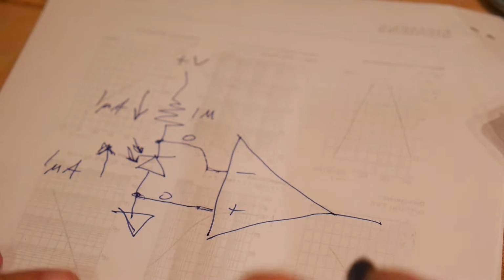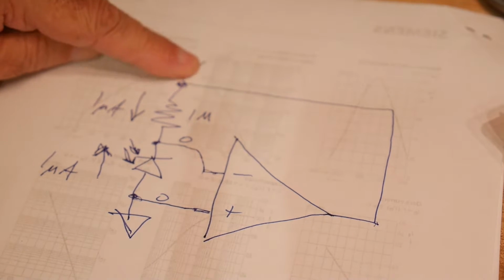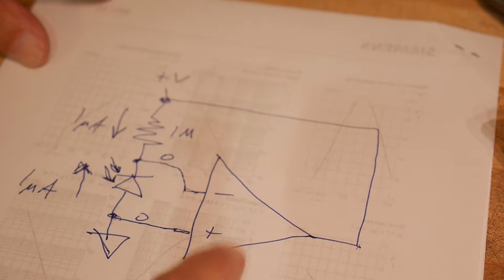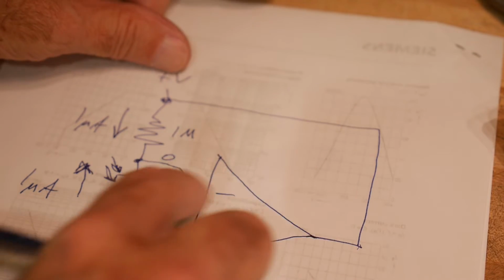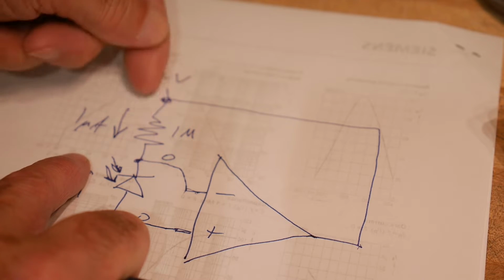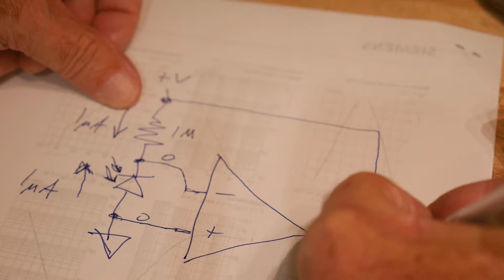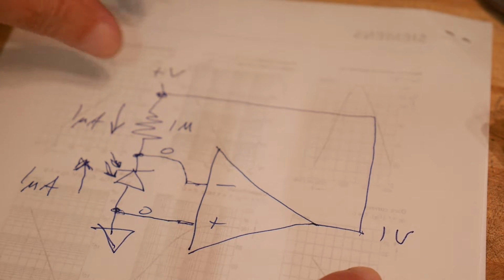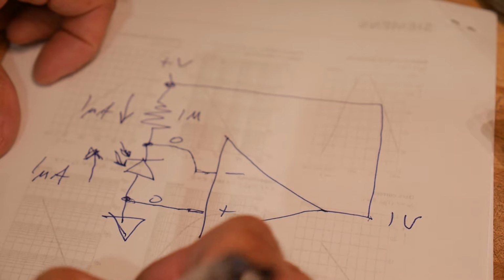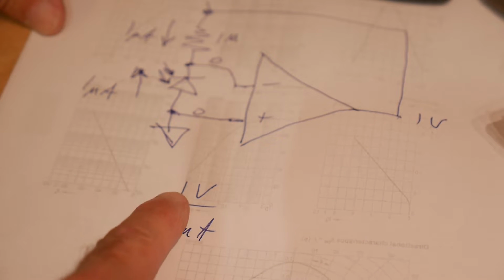Well, if we take the output of the op amp and we tie it here, then this voltage is going to come from the op amp. So the op amp will see this current, and it'll say, I need to make a current in this direction so that this ends up being 0, and it'll do that by outputting 1 volt. So this circuit will give us 1 volt per microamp. That's the sensitivity of the circuit, 1 volt per microamp.